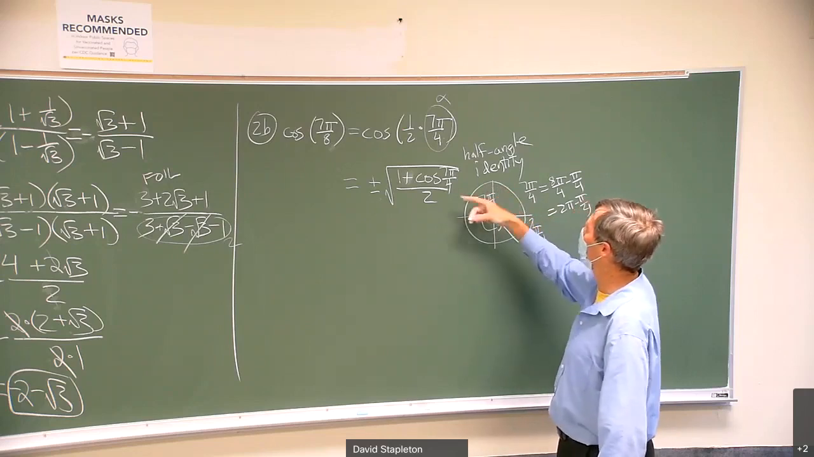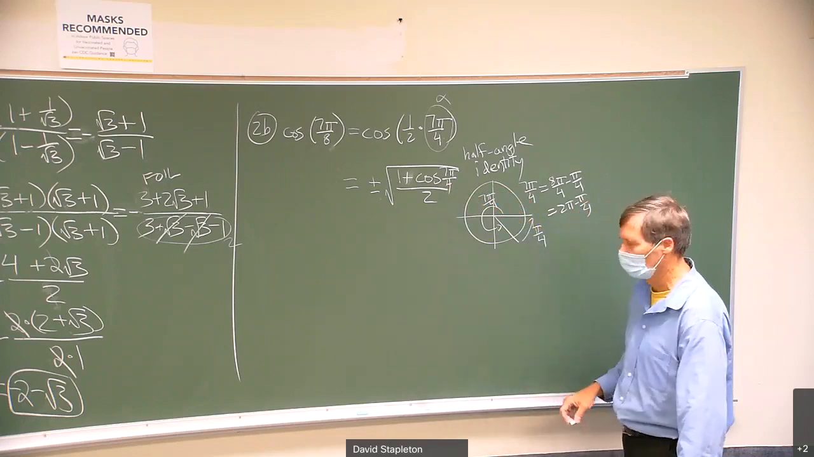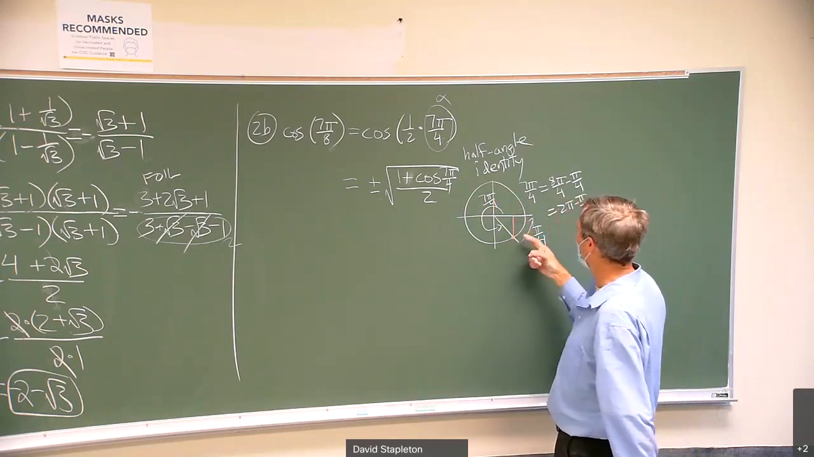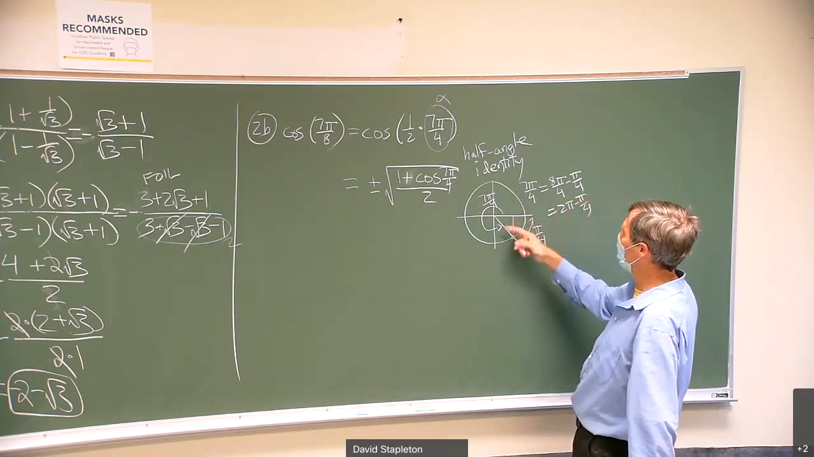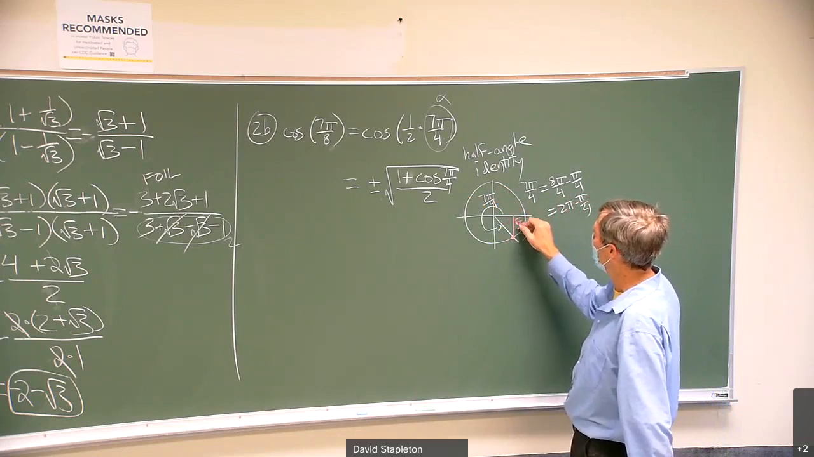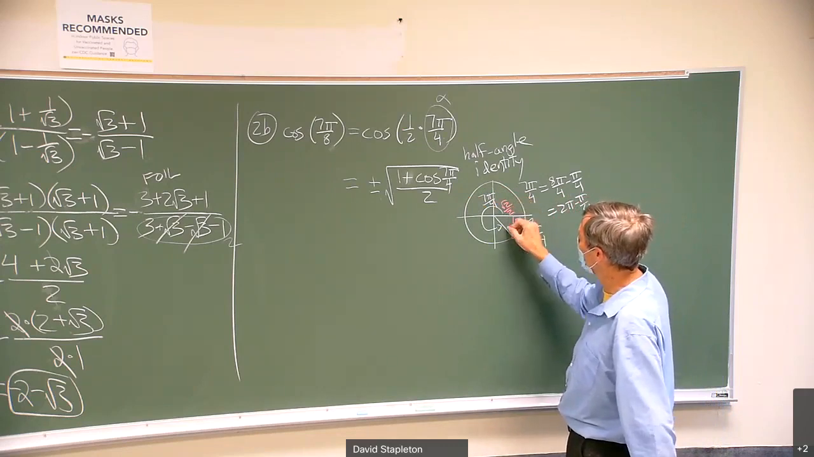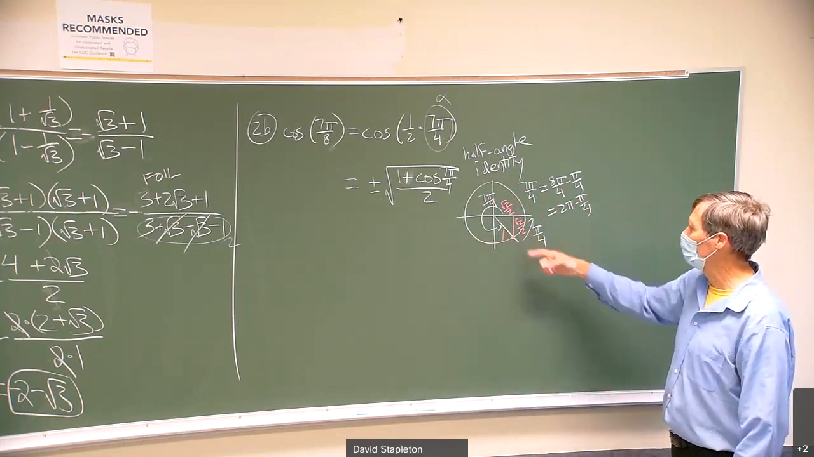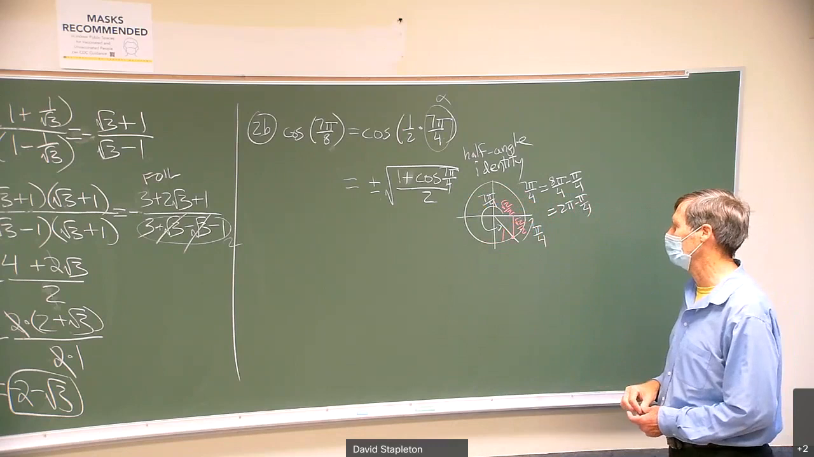Now I can figure out what the cosine of 7 pi over 4 is, right? I drop this perpendicular. I notice the reference angle of the triangle is pi over 4. So this side must be square root 2 over 2, and this side must be square root 2 over 2, and this must be 1, the triangle I memorized again. You'll really blow it if you don't have those two triangles memorized. You have to know these on this test.